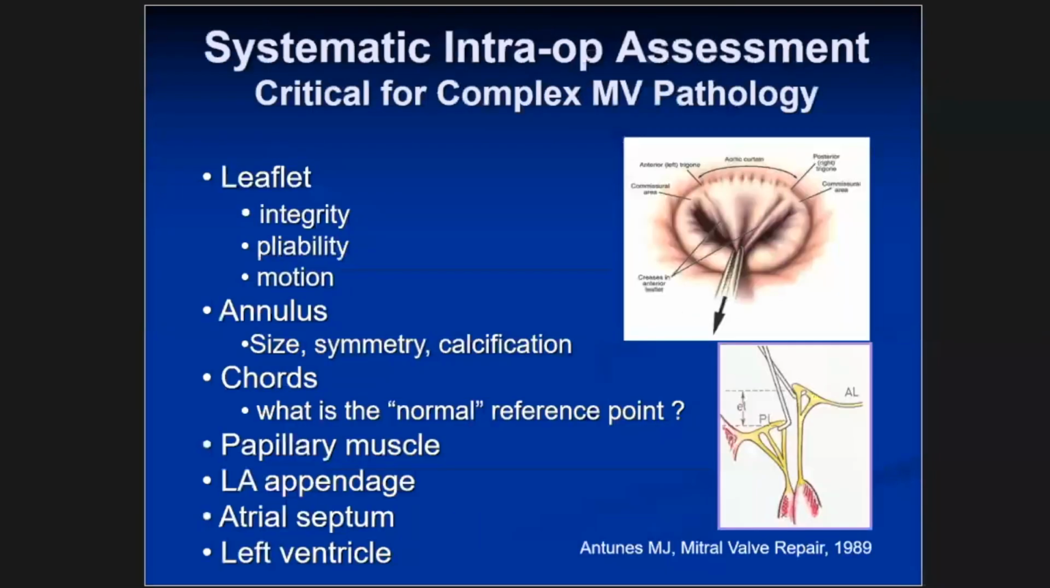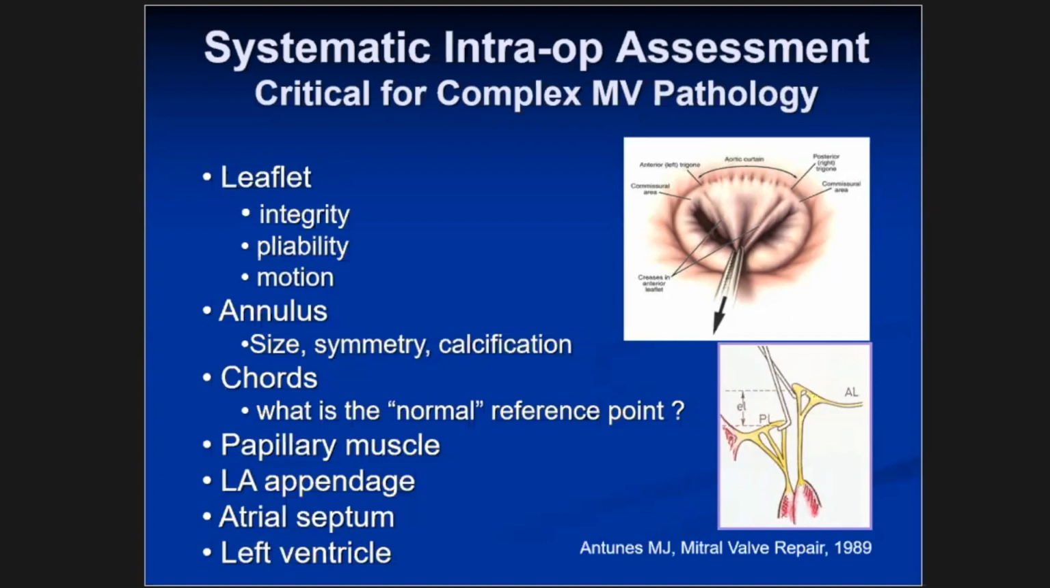precise in repairing it. So when we get to the operating room, it's very important to assess the valves very systematically and not just focus on areas of pathology, because by focusing just on the area of pathology, you may miss very important areas that are significant to get a good repair. So we do a very systematic approach where we look at the leaflets themselves, both leaflets, regardless of pathology. We're assessing integrity, we're assessing pliability of the leaflet, the thickness, we're assessing the motion, we're assessing the size of the annulus, symmetry or asymmetry, and calcification. We'll talk about that in a moment.